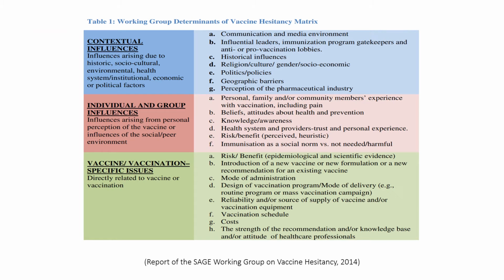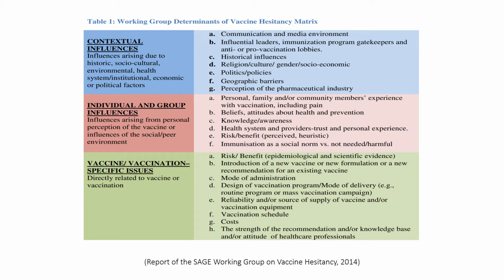What you are seeing here is also from that same SAGE working group that was employed by the WHO. This is a matrix table of the determinants of vaccine hesitancy. You can see that they broke it down into three main categories. The first one in blue being contextual influences, the second one in red being the individual and group influences, and the last one in green being vaccine specific issues. Again, this is from 2014.